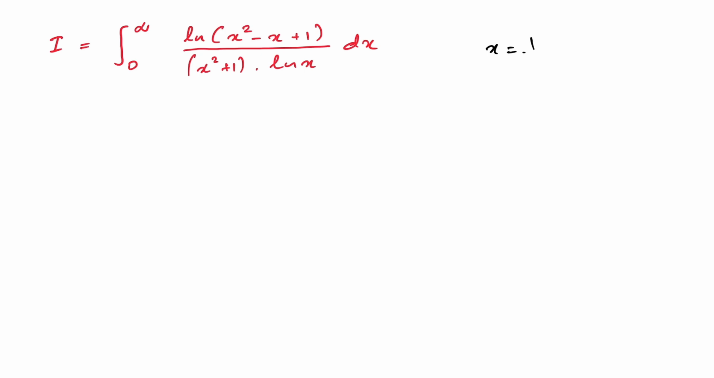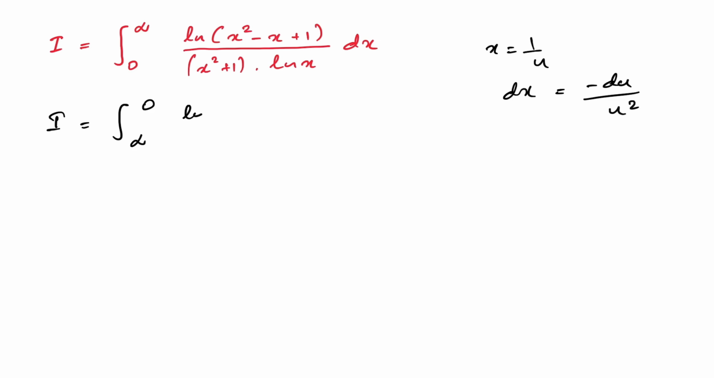x is equal to 1 over u. Then we know dx is equal to minus du over u square. Then if we apply here, I is equal to, now we know 0 to infinity becomes infinity to 0.